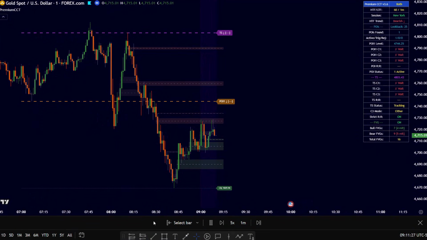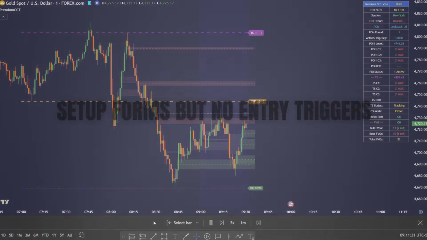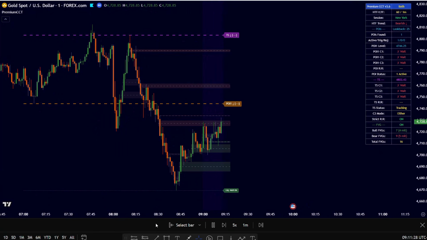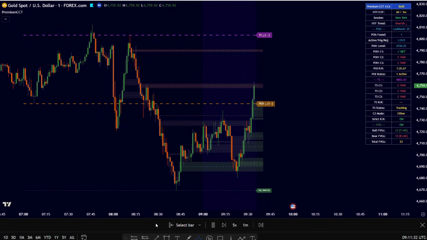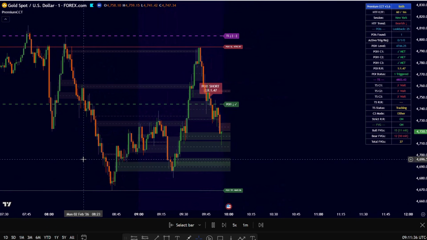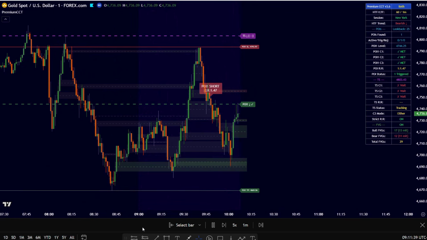Let's address common situations you might encounter and how to handle them. The first scenario is when a setup forms but no entry triggers. There are several possible reasons for this. Price might never retrace into the POI or TS level. This is completely normal. Not every setup will trigger an entry. Price might just continue in the trend direction without giving you a retracement. In this case, simply wait for the next setup to form.